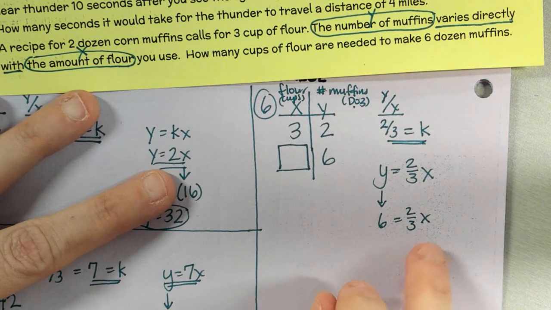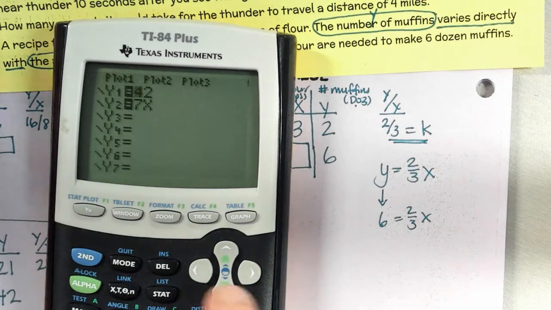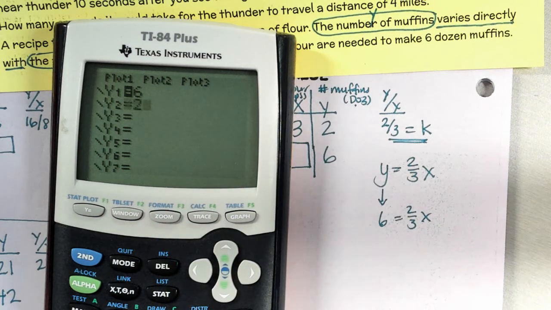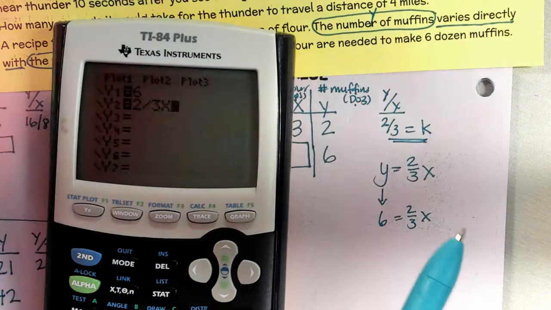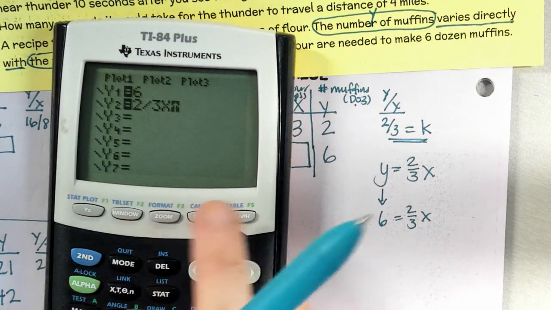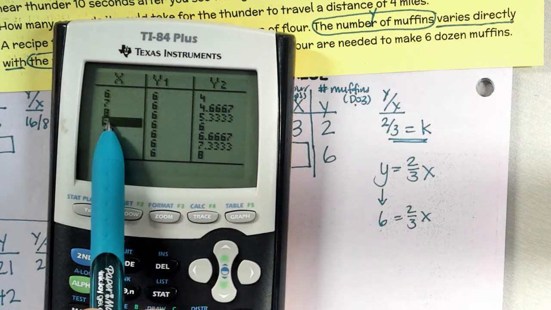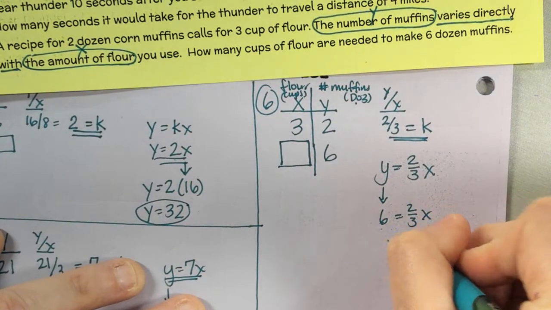Do we know how to solve that? If we don't, guess what we have? This. Go to Y equals. Put 6 on the left. Now, on Y2, I can just do 2 divide 3 X to write that as a fraction, like 2/3. Or you could do alpha Y equals, which is also in the book. Okay? I hit second table, and I'm looking for the row where they're the same, where they're both 6. Oh, there it is, 9. So, X equals 9.